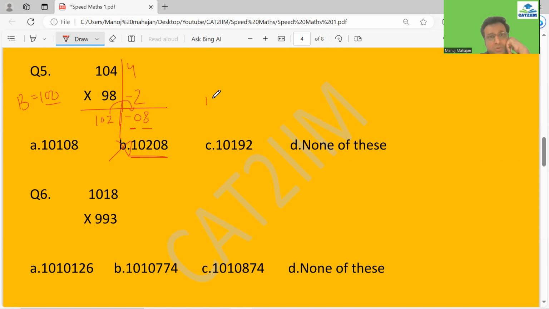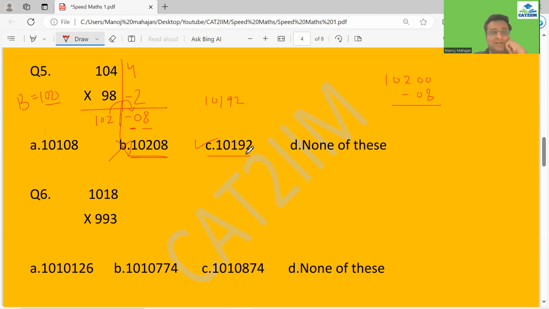So 102 would actually become 101, one less if I do. And from 100, if I subtract 08, what am I going to get? 92. That is your option C out here. So let me explain what we are doing, because a lot of students make mistakes in the negative part. So it was actually 10200. And from there, we have to subtract 08. So this is the answer we are going to get over here.